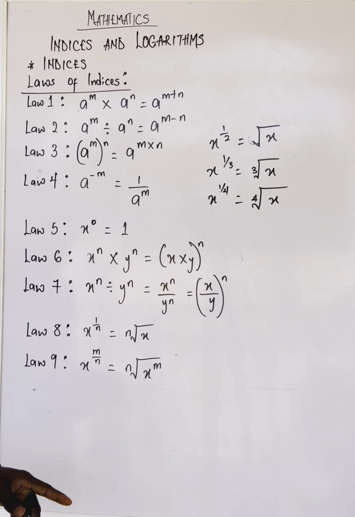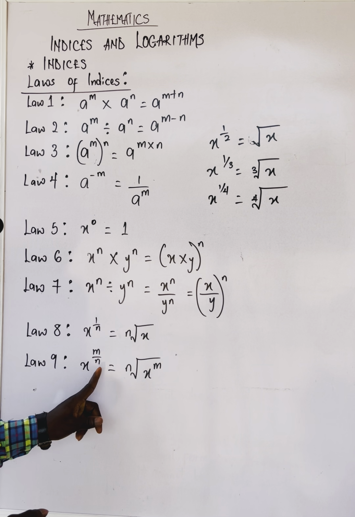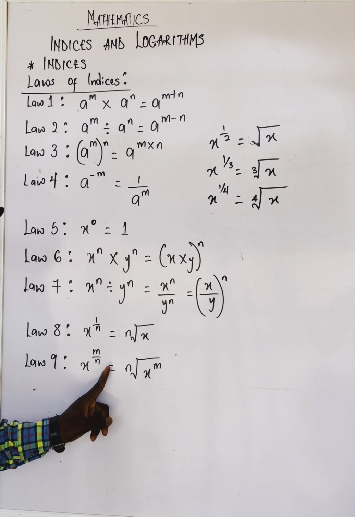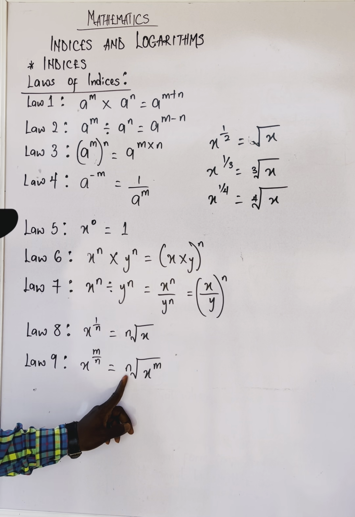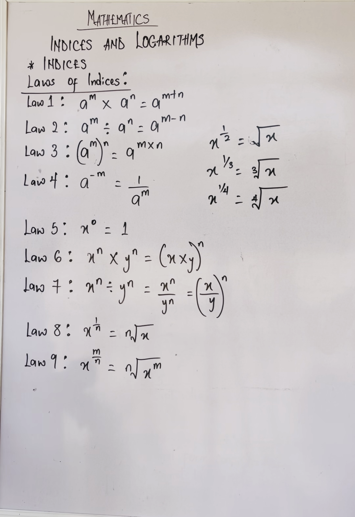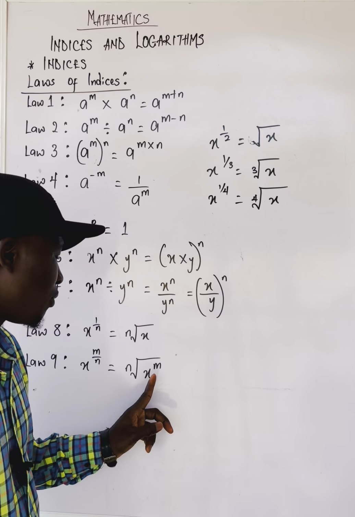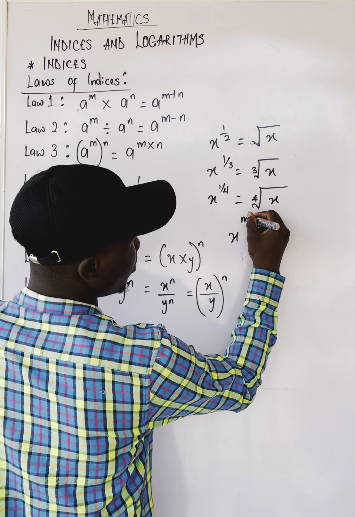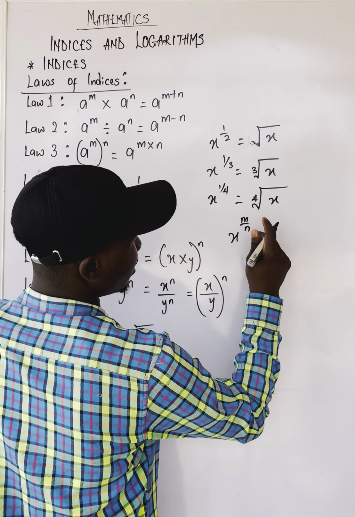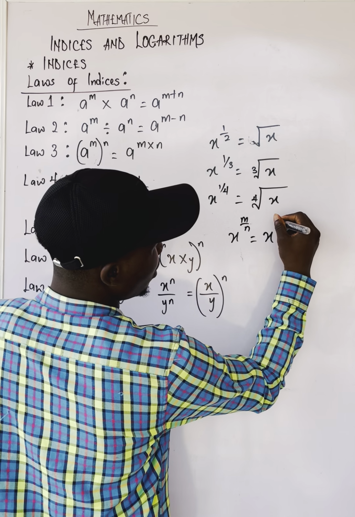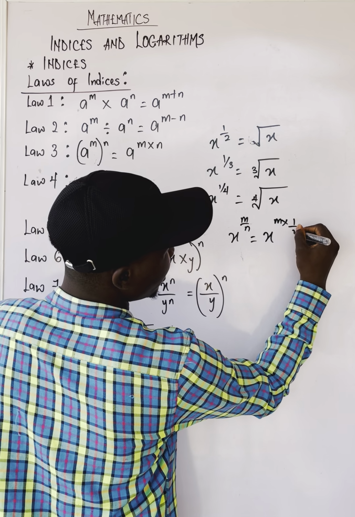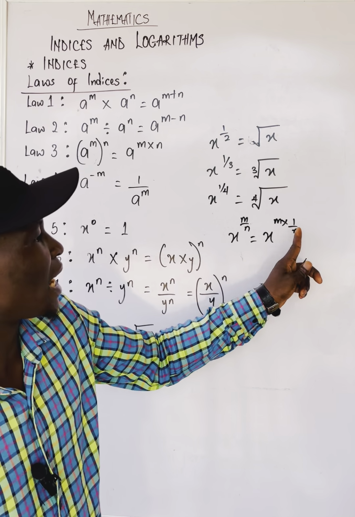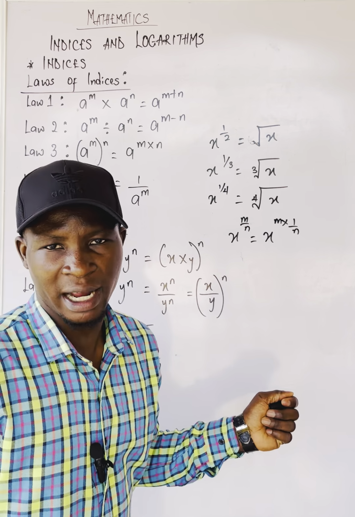So coming to the ninth law. If I have x raised to the power of m over n, how do I write it? That would be the nth root of x raised to the power m. Let me just break it down for you. If I have x to the power of m over n, I can write this as x to the power of m times 1 over n. Is it not still the same thing? m times 1 over n will still be m over n, right?